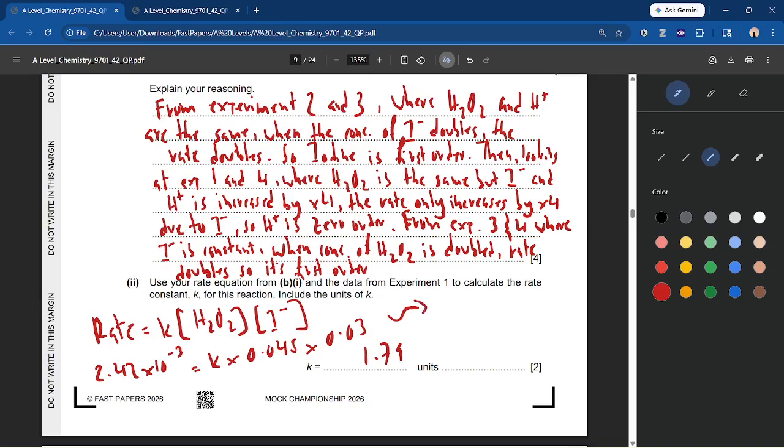So this comes to around 2.42 into 10 to the power minus 3 divided by 0.045 into 0.03, which is 1.35 into 10 to the power minus 3. And if you put that in, you get 1.79. And your unit, of course, is going to be dm cubed per mole per second, because they're all first order.